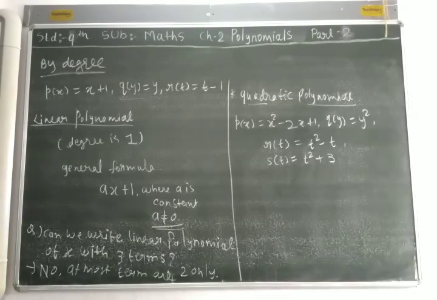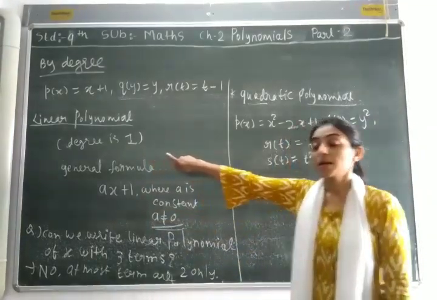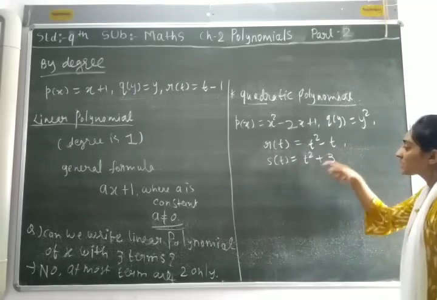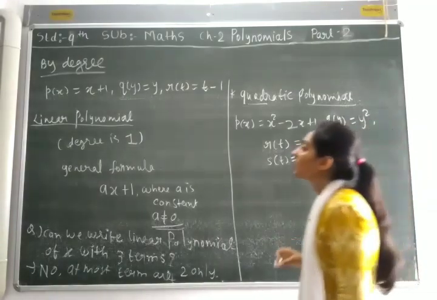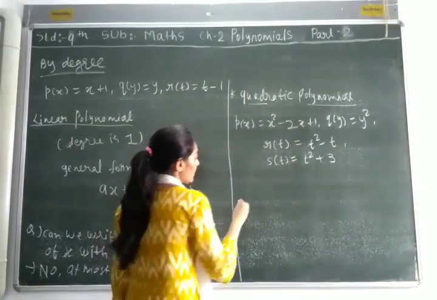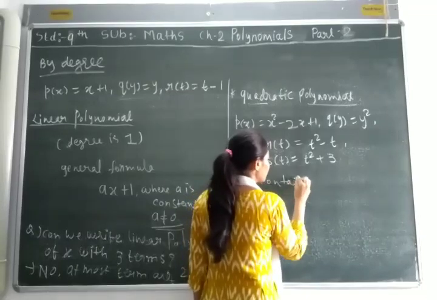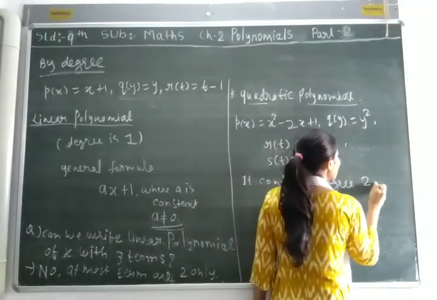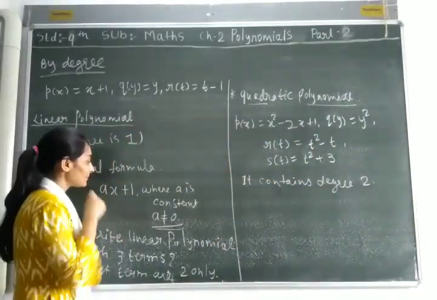We are not talking about the terms. We only focus on degree. So all are polynomials of degree 2. So we call it a quadratic polynomial. Containing degree 2, we call it quadratic.